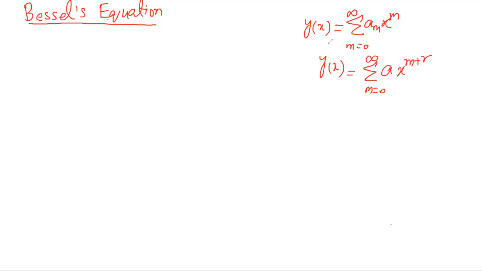Just to recall, the simple power series was this. And in the Frobenius method, we use this type of substitution. This is the difference between the simple power series and the Frobenius method. Simple power series we used for those equations where the coefficient functions were analytic. Whereas, simply speaking, the Frobenius power series we use for those equations where the coefficient functions in the differential equations are non-analytic. One of those equations is Bessel's equation.